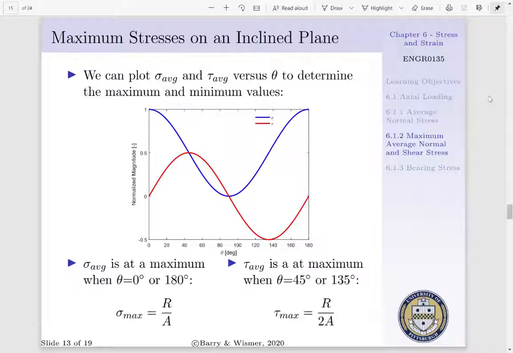Now, when we plot our average shear stress, we see we have a maximum at 45 or 135 degrees. That is, we can say our maximum shear stress is R per 2A when we substitute these values into our previous expression. We note that our maximum shear stress is always 1/2 of our maximum normal stress. Now, it is noted that we don't have to actually cut our member. Rather, we'll only take the maximum normal and maximum shear stress values when analyzing our component.